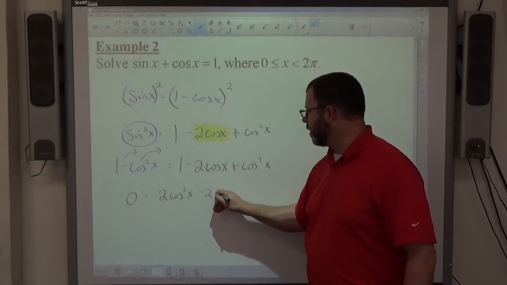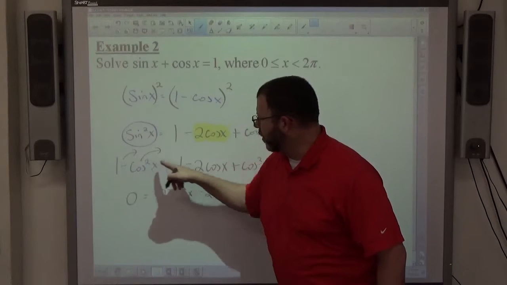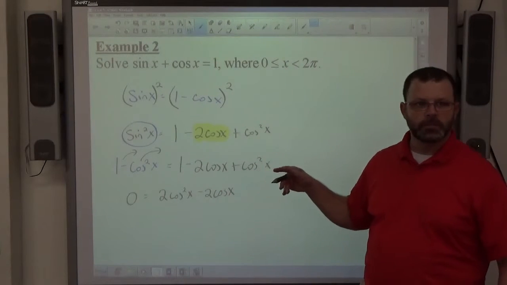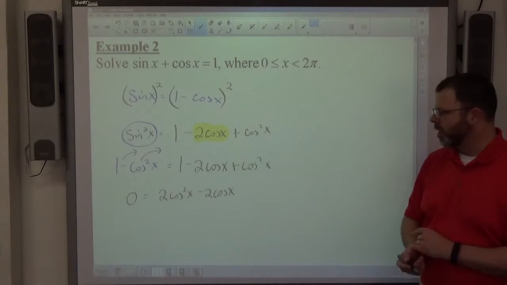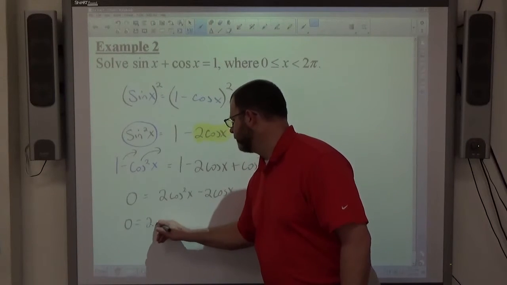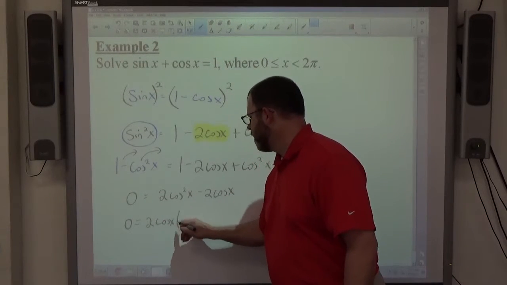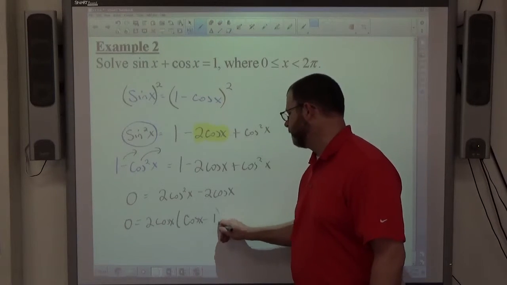Minus 2 cosine of x, no common factor, no like terms with that. And then when the 1 moves over as a negative 1, it cancels the one that's already there. So the ones cancel out. So we just get 2 cosine squared minus 2 cosine equals 0. At this point, common factor of 2 cosine of x. If I take 2 cosine of x out of both objects, we're going to be left with cosine of x minus 1.